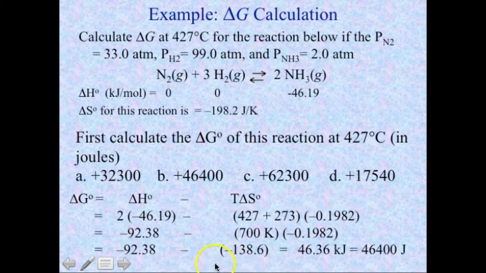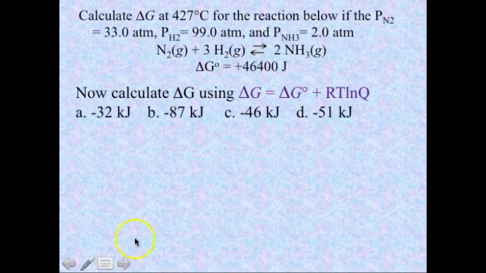So working that through, we get 46.36 kilojoules, which is 46,400 joules. So that's going to be answer B. Okay, let's do the second half of this problem now.